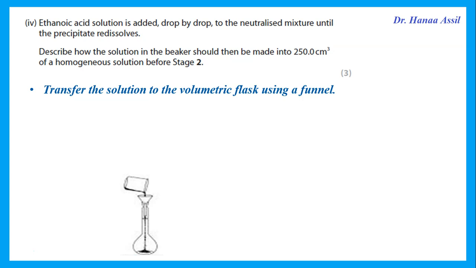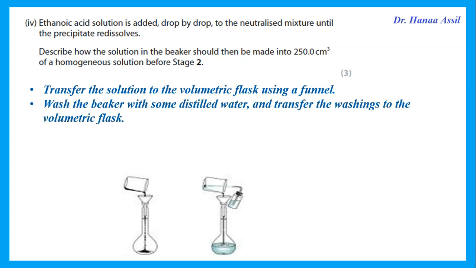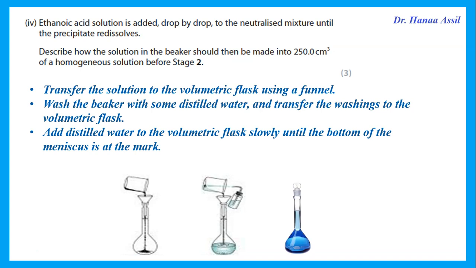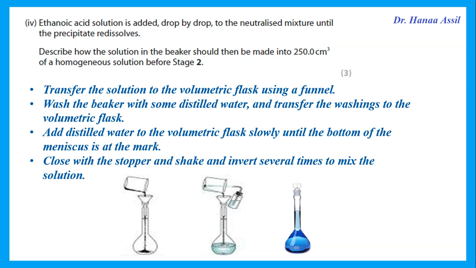So we have a solution in a beaker. What should we do? Transfer the solution to the volumetric flask using a funnel. Then wash the beaker with some distilled water and transfer all the washings to the volumetric flask. Then we add distilled water to the volumetric flask slowly until the bottom of the meniscus is at the mark. Then we close with the stopper, shake, and invert several times, so that the solution is equally mixed.